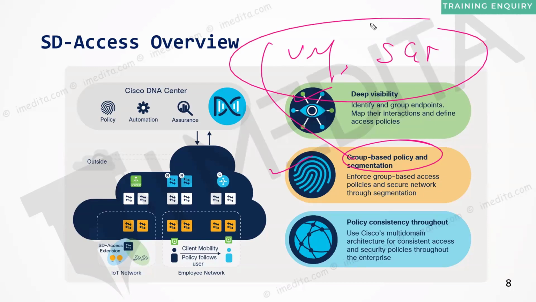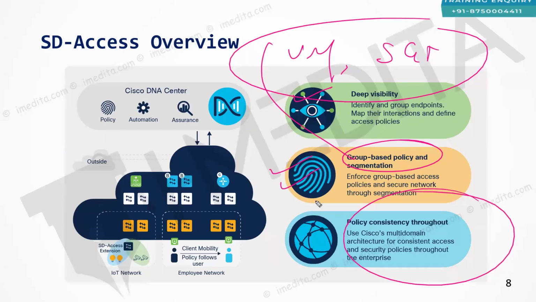So we can use a few concepts to do segmentation in the network, like micro segmentation and macro segmentation. These are available in the Cisco SDA. We can configure one policy, and that policy will remain consistent for both wired and wireless users.